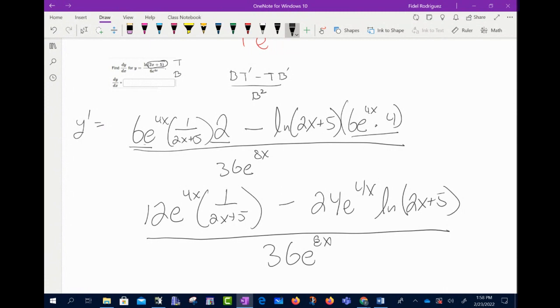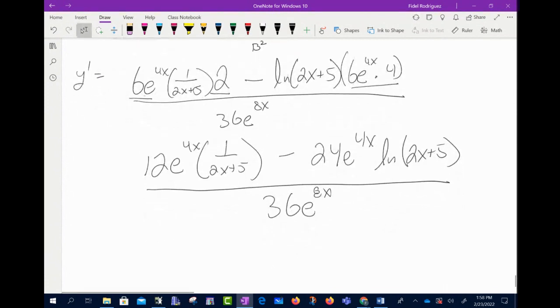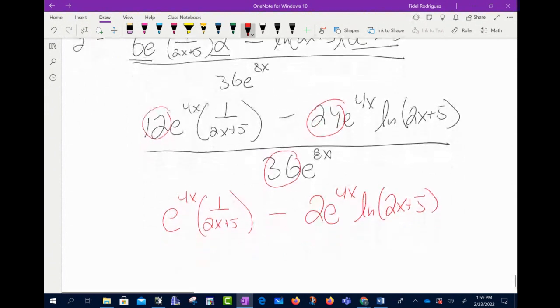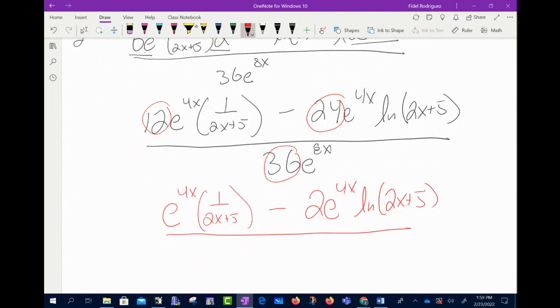All right, is there anything we can get rid of like we did earlier? 12, right? Yeah, we can get rid of these guys by dividing them all by 12. So wouldn't that just be e to the 4x and then 1 over 2x plus 5 minus 2 e to the 4x times the natural log of 2x plus 5 all over, we're dividing by 12, we said, right? 3 e to the 8x.